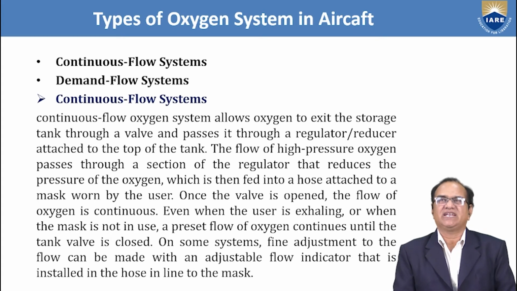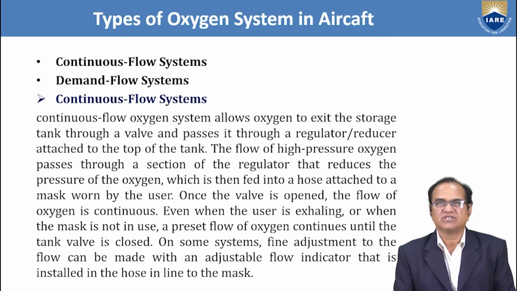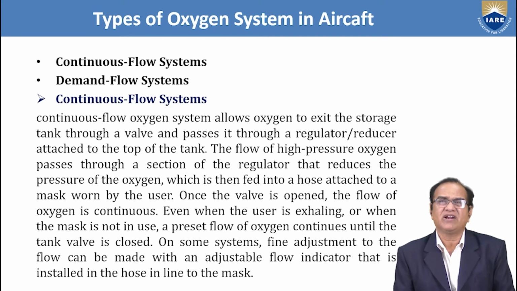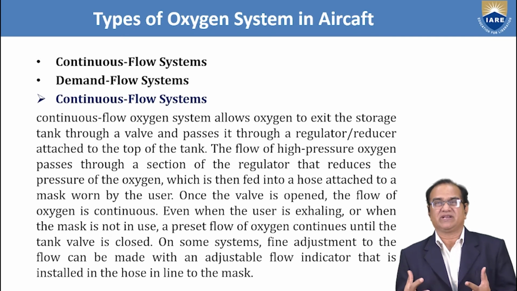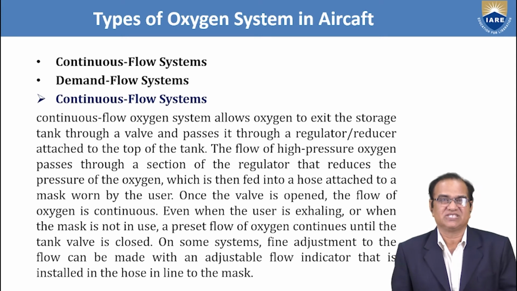We normally have two types of oxygen system in aircraft: the continuous flow system and the demand flow system. By name itself, continuous means it is continuing, it is flowing. And demand means as per the requirement, how much you want, as per that it will supply you the oxygen.